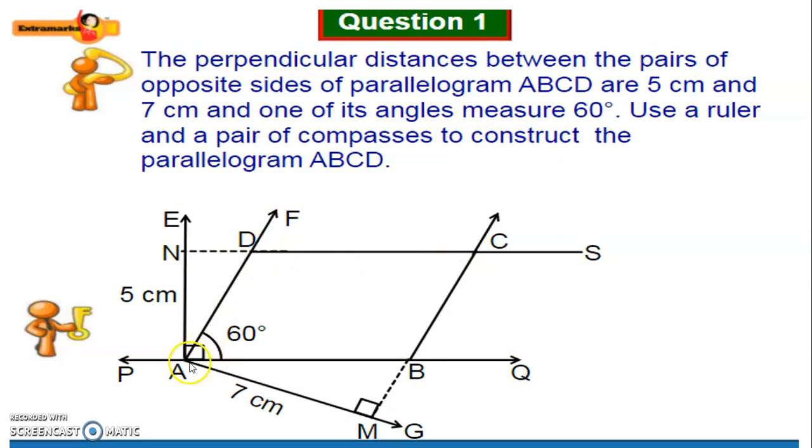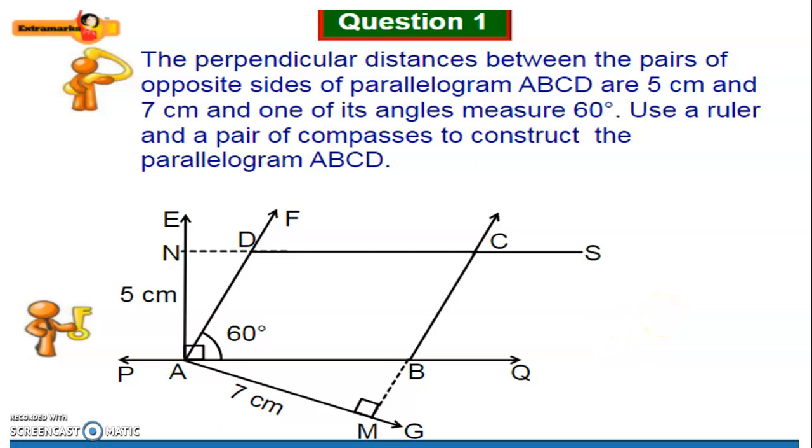Similarly construct this 90 degree for the ray AF, and complete this parallelogram. With this, from A you draw a 7 centimeter arc here to get the point M. Is it clear, my dear children? From AF, this is 90 degree. See, FAM is 90 degree. Hope you understood. Try to construct it and enjoy drawing it.